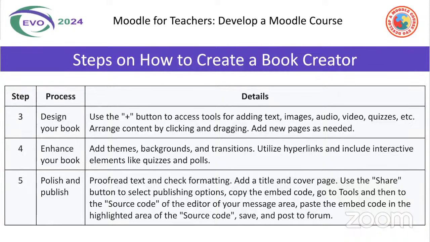Step 3, design your book. Use the plus button to access tools for adding text, images, audio, video, quizzes, and so on. And I think it's a nice idea to have quizzes so that people engage with your book on Moodle. And you can decide on a title of your book. You arrange the content by clicking and dragging. You drag images and so on. And you add pages as needed. But remember, you need to have 6 chapters, as many pages as you wish.